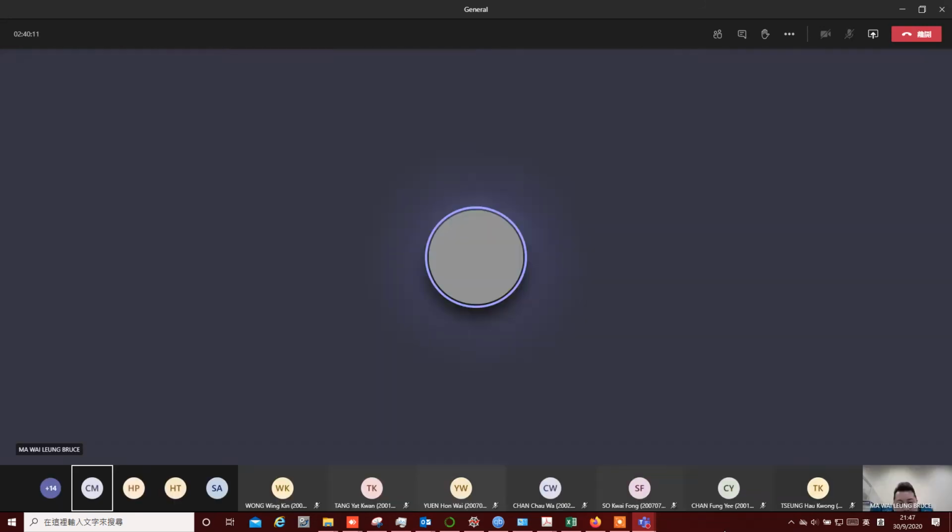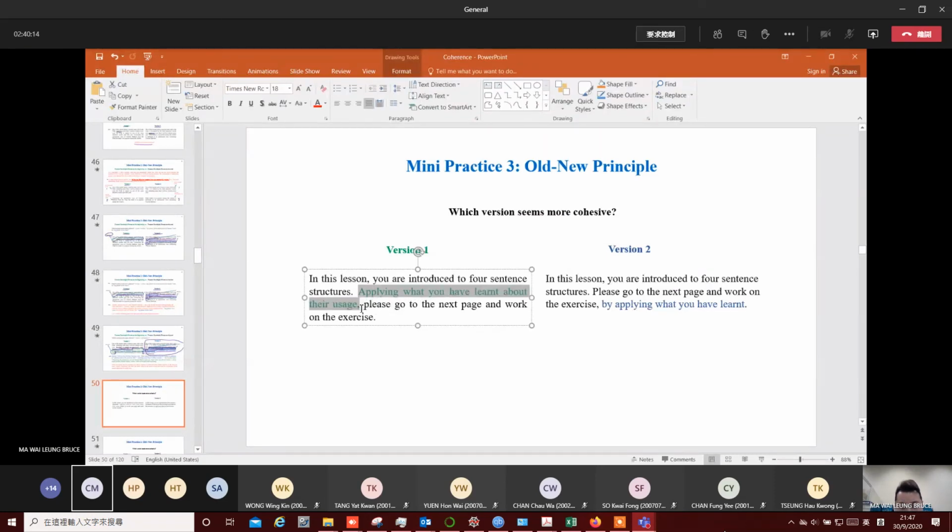Version 1 is better because it applies what you've learned about usage. In this lesson, you have learned 4 sentence structures. So they are collected. This is referring to the previous main idea. But don't take me wrong. It doesn't mean that whenever you start a new sentence, you need to repeat exactly the same word you have done before. No, it doesn't mean like that.